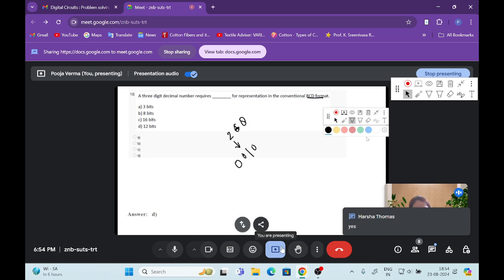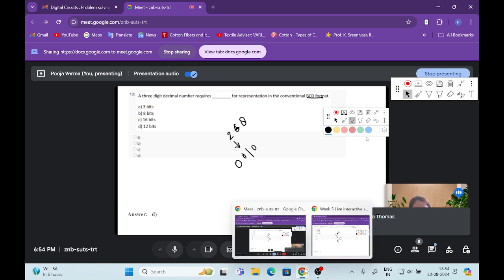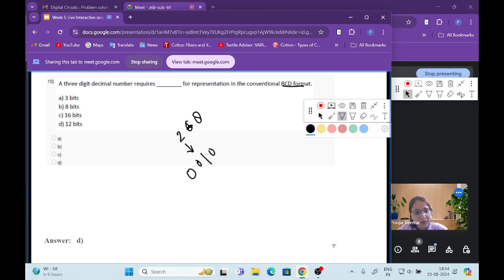Now for 3 digits, how many bits are required then? And what is it? The BCD representation for 6 is 0110, and similarly for 8 it is 1000. Right? So total how many bits are there?